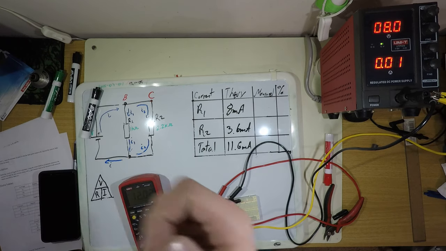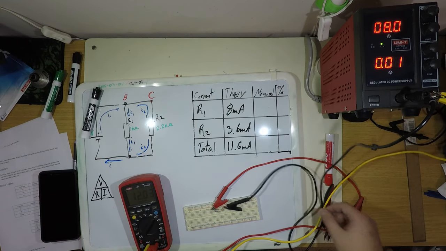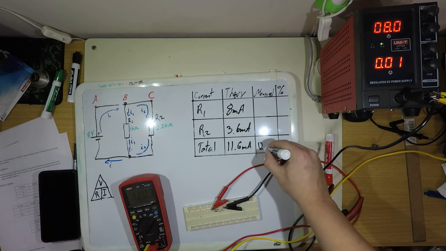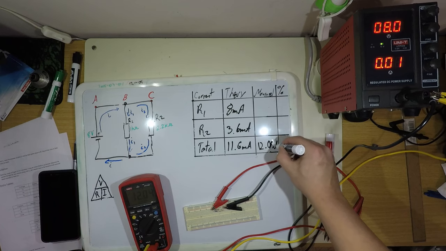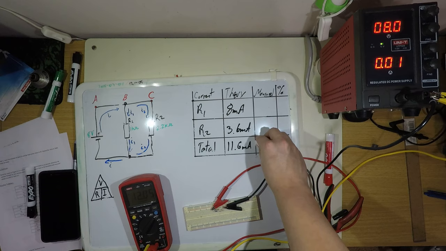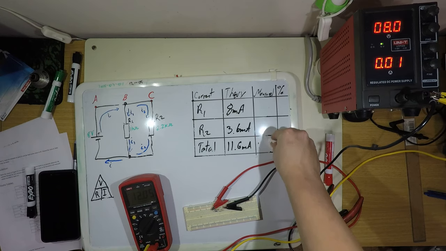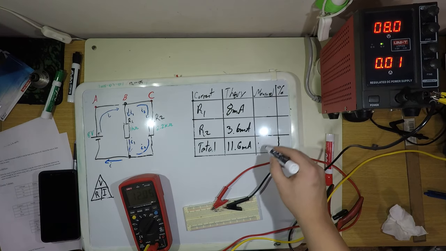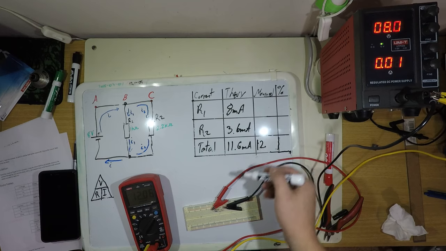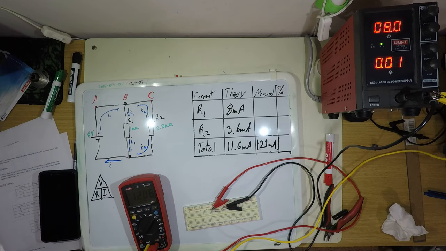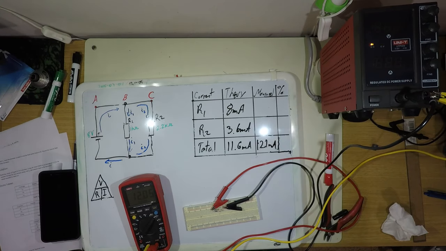In this case, I am reading 12.02, which is not that far off, and this is our total current. So I'm going to write that down. I'm going to write that as 12.1 milliamps. That is 12.1 milliamps. Let me turn that off.